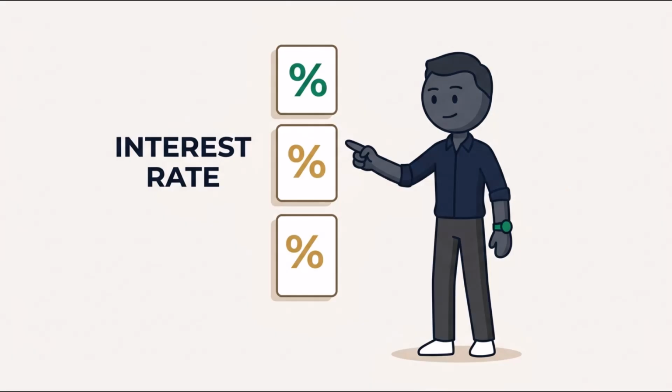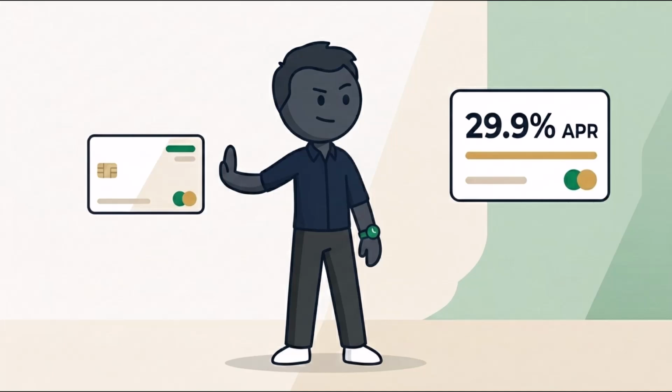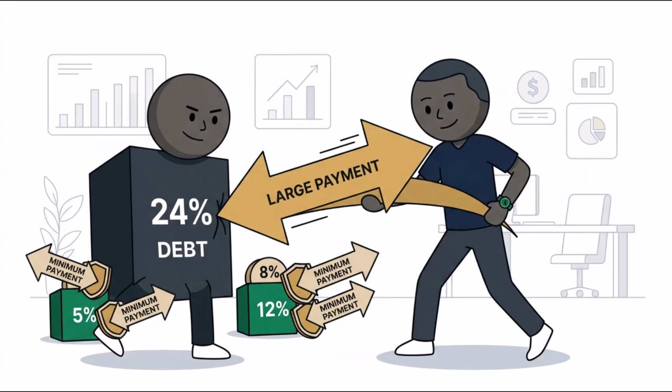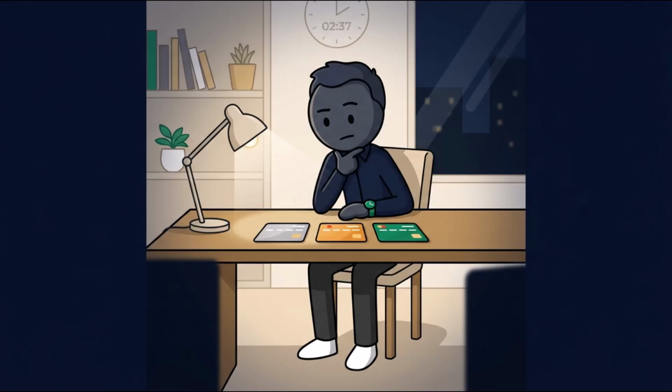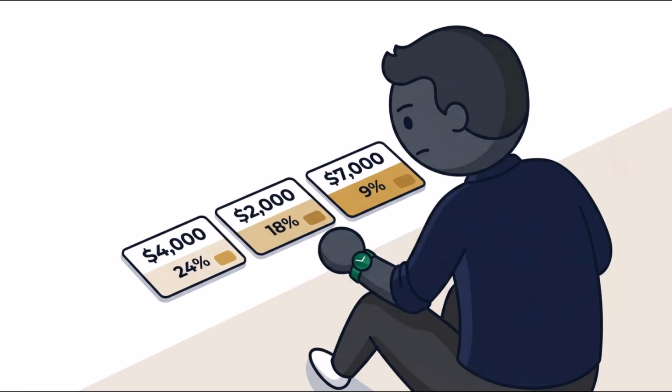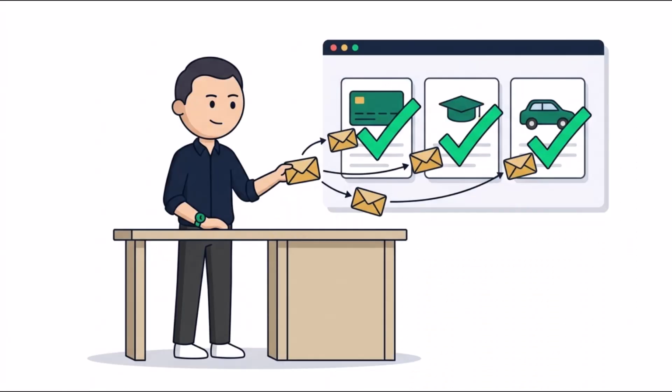The key word is interest rate. You are not starting with the smallest balance. You're attacking the most expensive debt first. Let's return to Alex. His debts are $4,000 at 24%, $2,000 at 18%, and $7,000 at 9%.